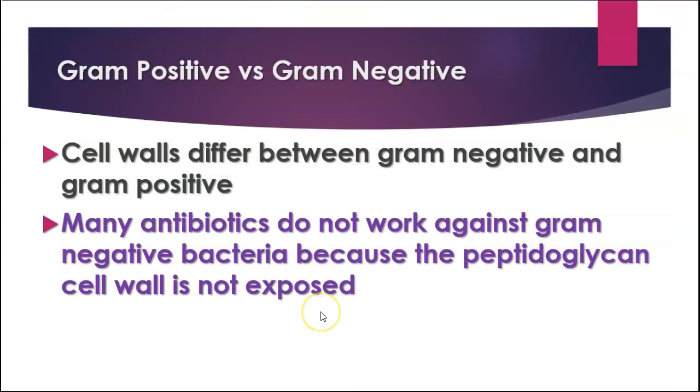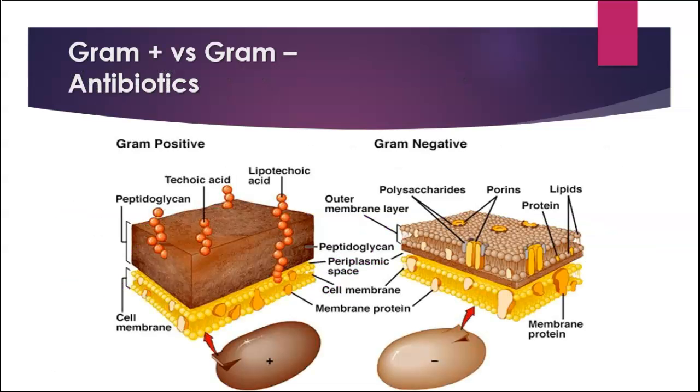So how do antibiotics work? One way they work is by interfering with the cell wall formation. Realizing that cell walls are different in gram-negative and gram-positive bacteria, there are a lot of antibiotics that don't work on the gram-negative bacteria because that peptidoglycan wall is not exposed. A lot of times they work by interfering with the ribosomes that are involved in making the peptidoglycan and other molecules that are necessary.